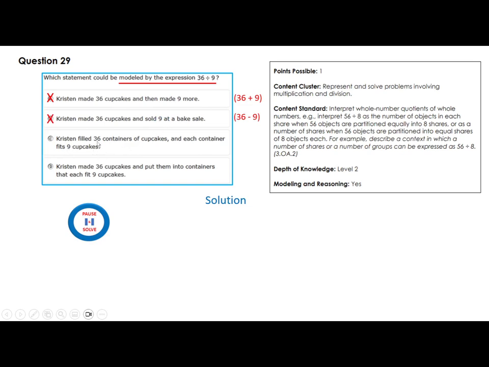Kristen filled 36 containers of cupcakes. Each container fits 9 cupcakes. That's a multiplication. Now look at the last one. Kristen made 36 cupcakes and put them into containers that each fit 9 cupcakes. That's your division.